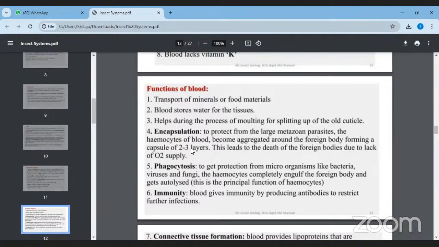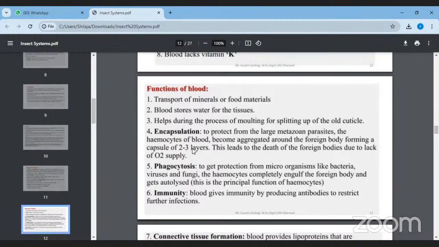And encapsulation, where we see that in the mosquito, whenever it bites a person with the malarial sporozoites, to protect from the large metazoan parasites, the hemocytes of the blood become aggregated around the foreign body, forming a capsule of 2 to 3 layers. This also leads to the death of the foreign bodies due to the lack of oxygen supply.